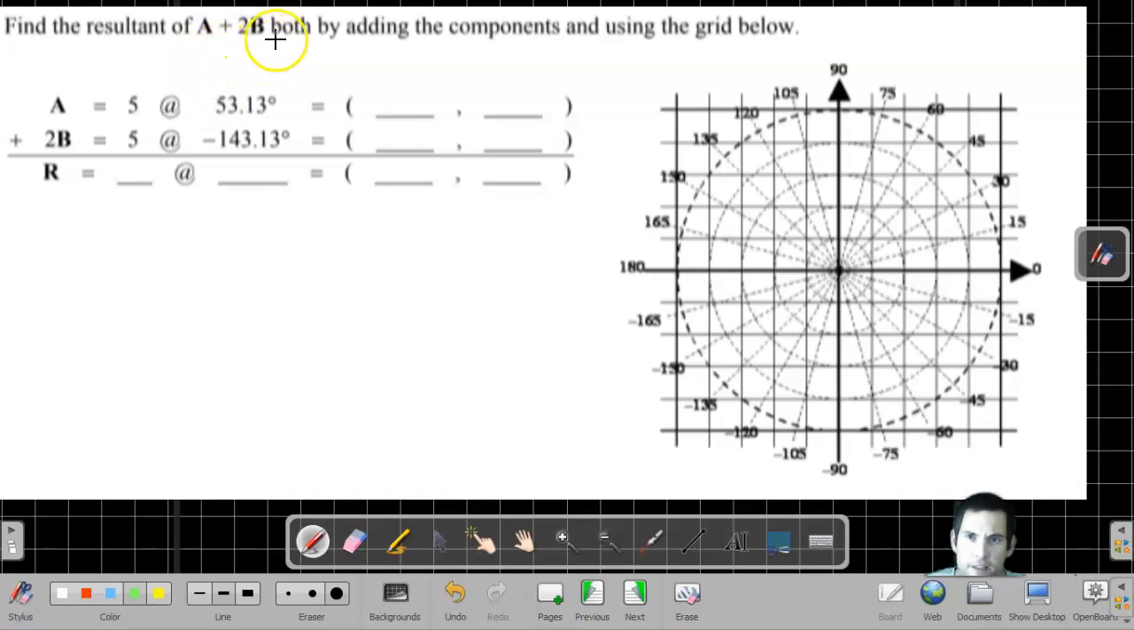We're finding the resultant of A and 2B by adding the components and using the grid below. Let's go ahead and hold off on the graph until we figure out what the resultant is. All right, so we're looking for the x and y components first, and then we're going to add up twice the x components and twice the y components for B to get our resultant vector. So let's go ahead and find our x components. We do the magnitude times cosine of the angle to get the x component, magnitude times sine of the angle to get the y component. I've done that already, where we get 3 and 4, remember, in the last problem.